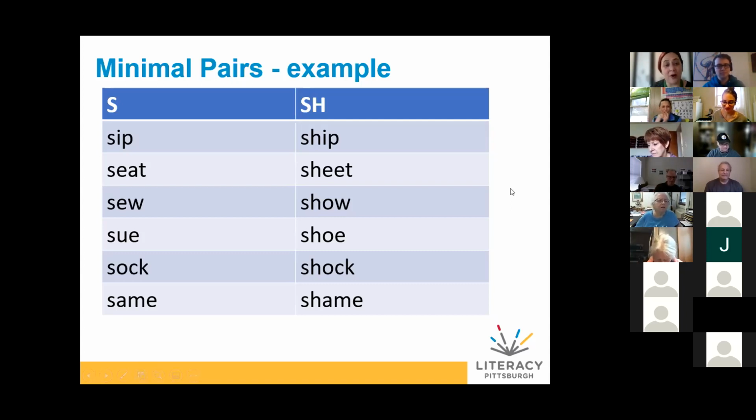So this is how I might go through a minimal pair list with a student. First, you go through the one sound, then the next sound. They're listening, then they're repeating, and then they're deciding which one you're saying. This helps with sound recognition.